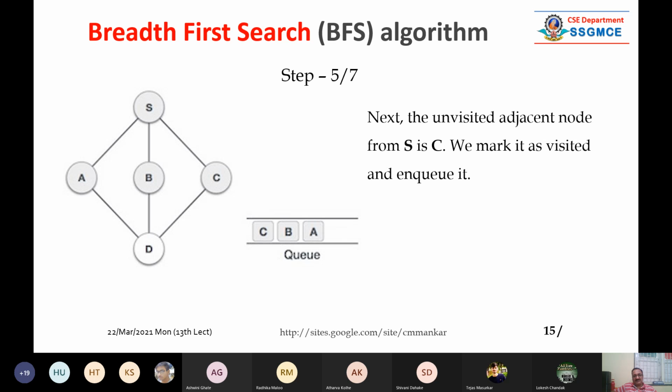बाद में हमारा third node है C. So in this way C, in Q it is CBA, not ABC. That is what we have to remember. So this is the queue structure.